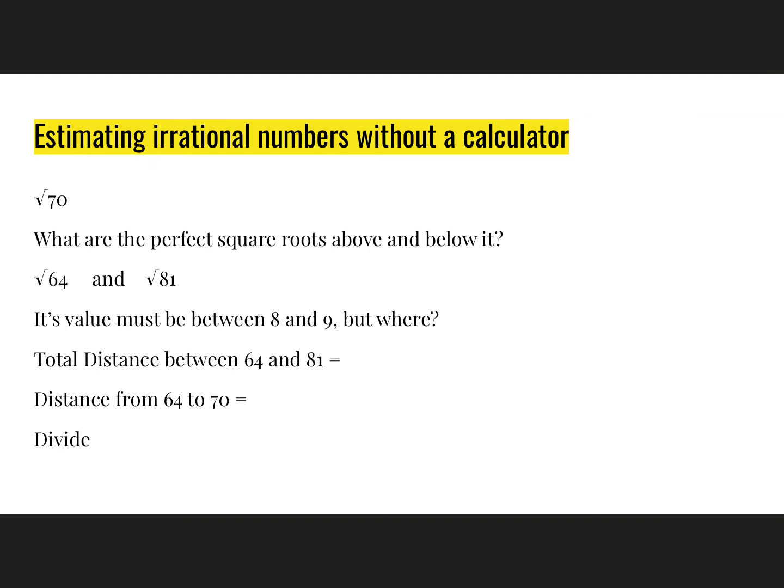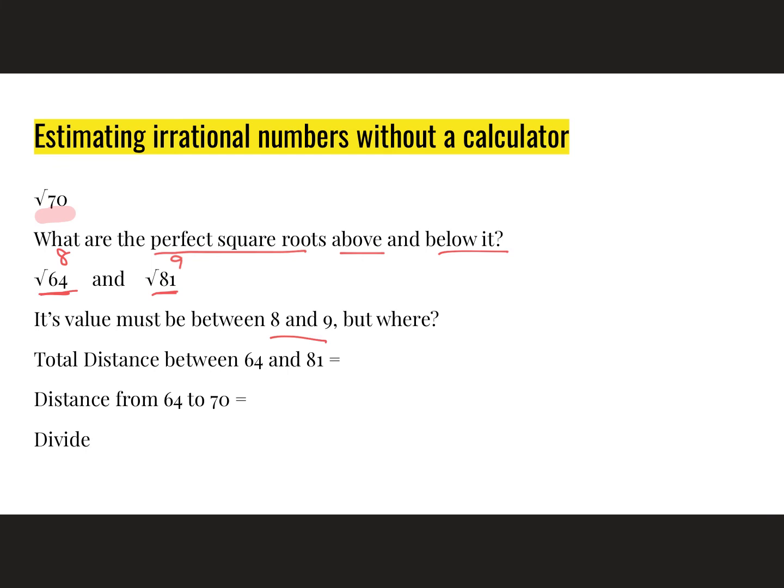So we can also estimate these without a calculator. So let's look at the square root of 70 without a calculator. What you have to do is find the perfect square roots above and below it. So the square root of 70 is in between the square root of 64, which is 8, and the square root of 81, which is 9. So we know our answer is going to be between 8 and 9. So we have to figure out where it is between 8 and 9. Well, I know 70 is a little bit closer to 64.